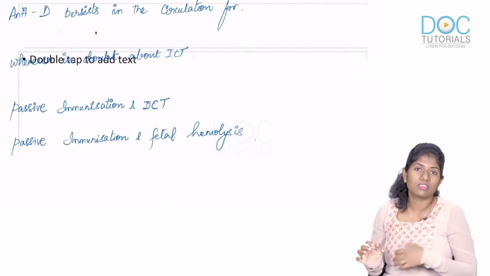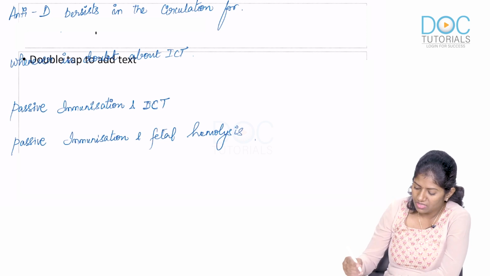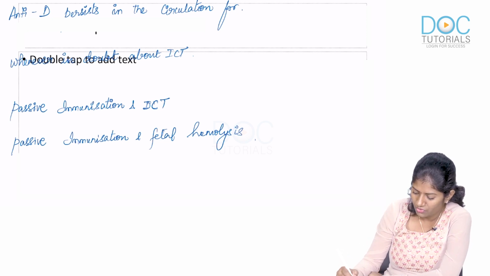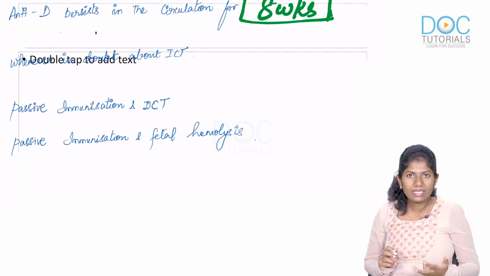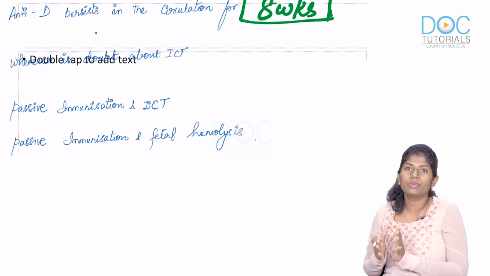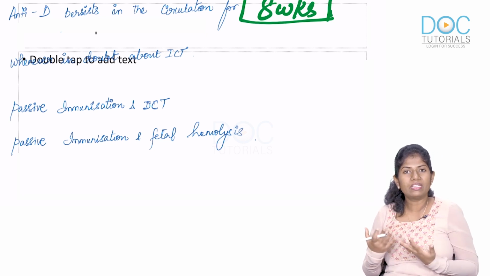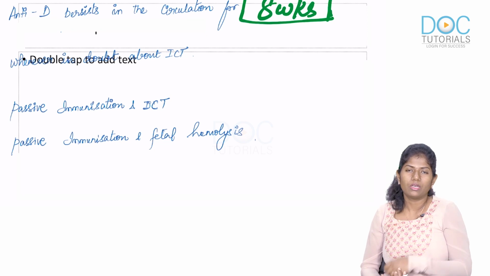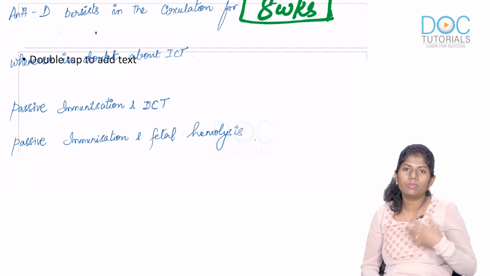For how long does it persist in the circulation? When you give passive immunization, the anti-D injection persists for 8 weeks in the circulation. So in this 8 week period, after a dose of anti-D, if you subject the woman to an indirect Coombs test, which is a test to see if anti-D is present in a lady's circulation, then since you have given anti-D from outside, the ICT would detect it and would obviously be positive.